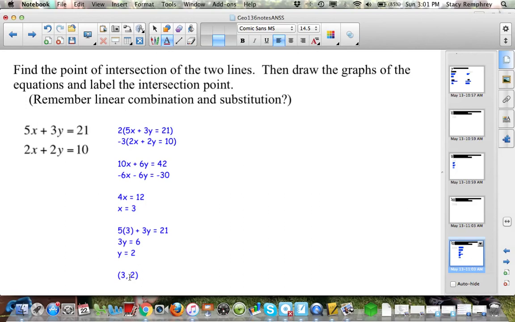So 3, 2, that gives me 15 plus 6, which is 21, and 6 plus 4, which is 10, and that is the solution to that equation. So if you have any questions, please write those down, and that concludes 13.6.